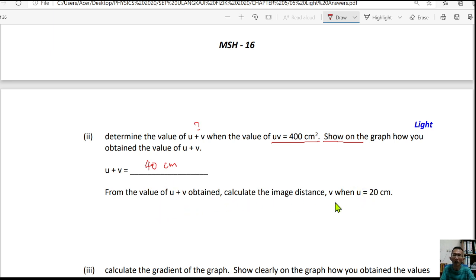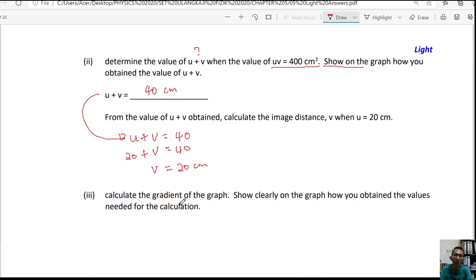Now, next one: from the u plus v obtained, calculate v when u is 20. A very straightforward question. u plus v is 40, from this one here. And what is v when u is 20? So u is 20, plus v equals 40. Then definitely your v is 20 centimeter. Again, make sure you write the unit.